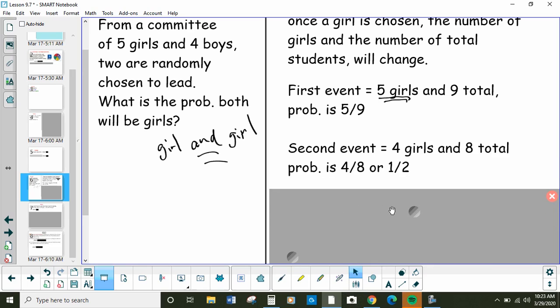However, for the second event, one girl's already been picked. So now there's only 4 girls. One student has been picked. Now there's only 8 total. So the probability of picking a girl again is 1/2.